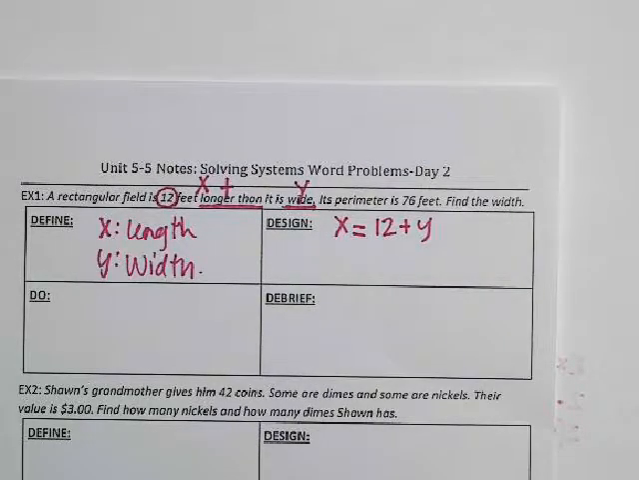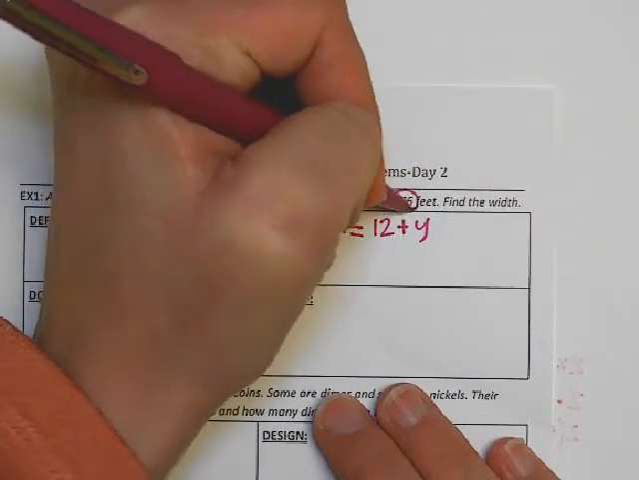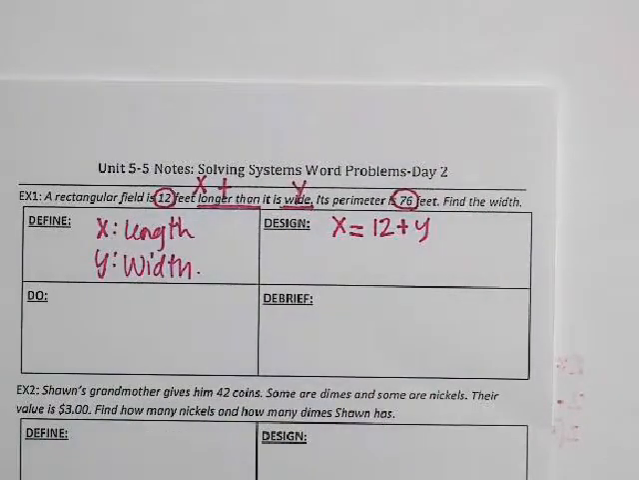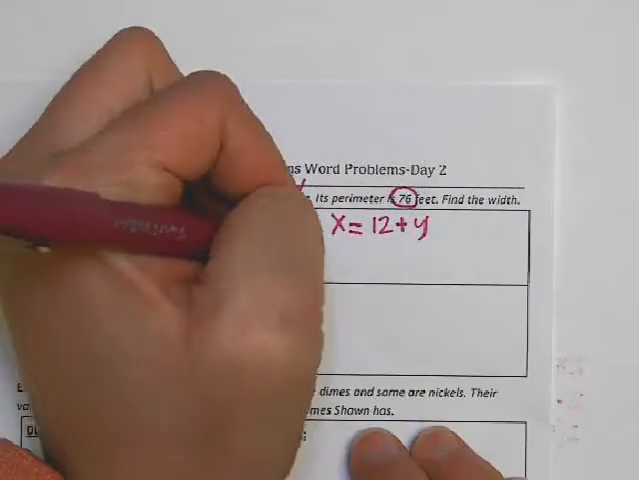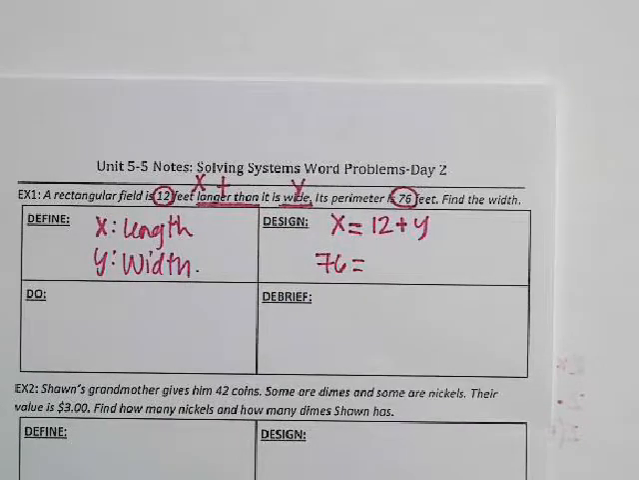Then perimeter. Its perimeter is 76 feet. What's important? 76. And that's my total. So what's my equation going to start with now? 76 equals x plus y. Okay, so what does perimeter mean?